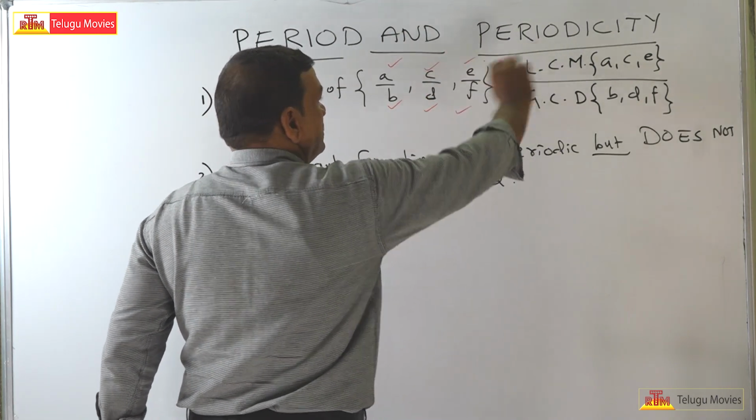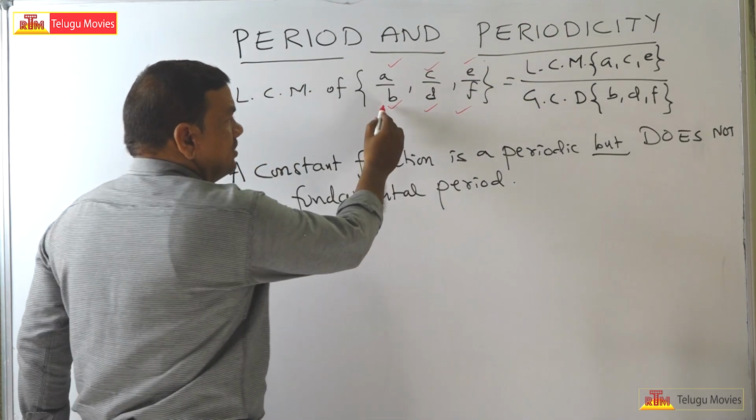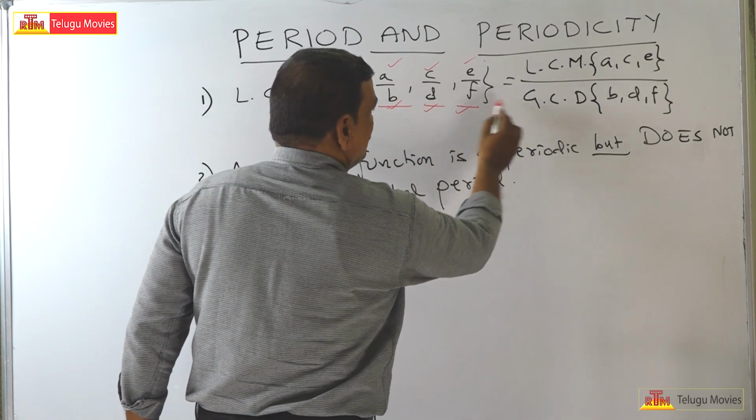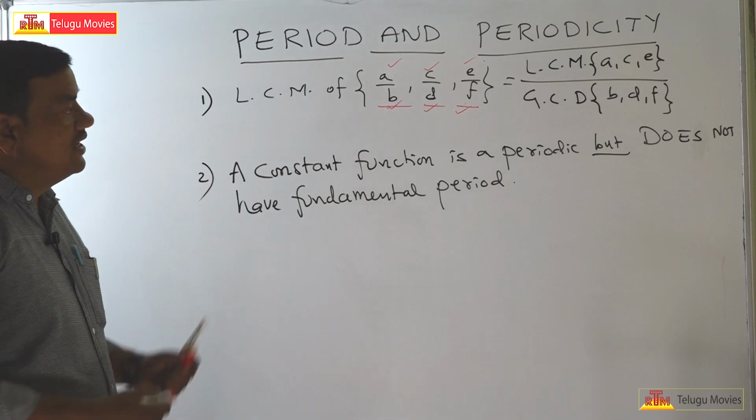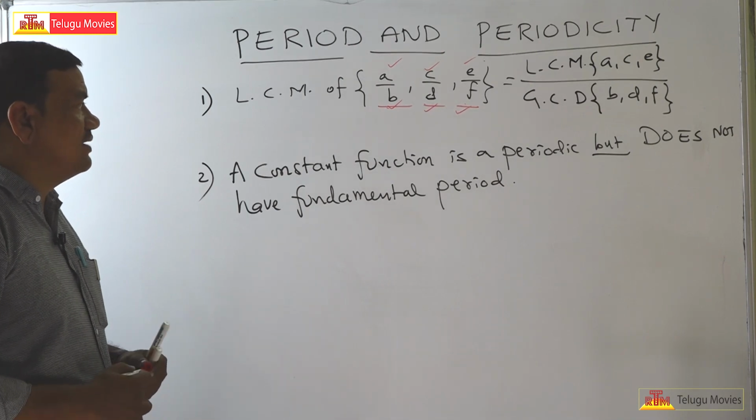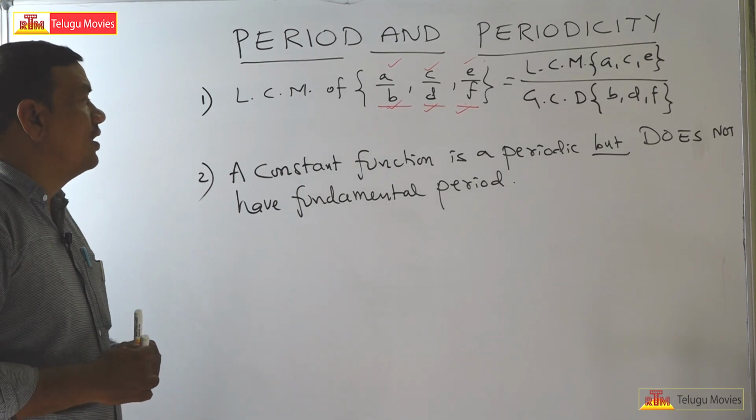First find out the LCM of the numerators. Next, find the GCD, the greatest common divisor, of the denominators b, d, f. Understand? Like that you can find the LCM of fractions.